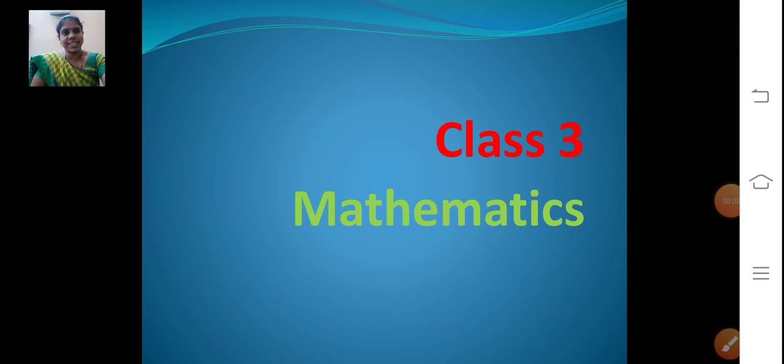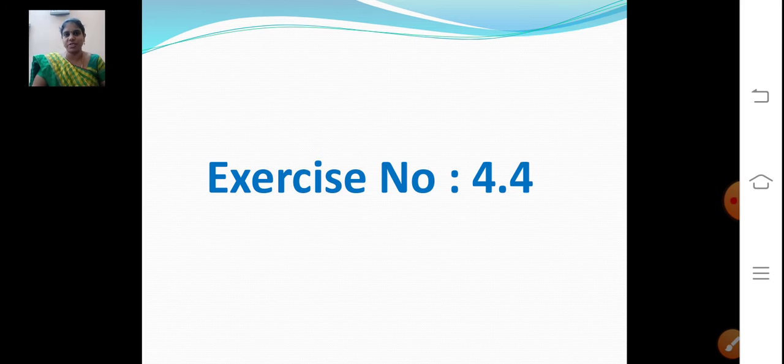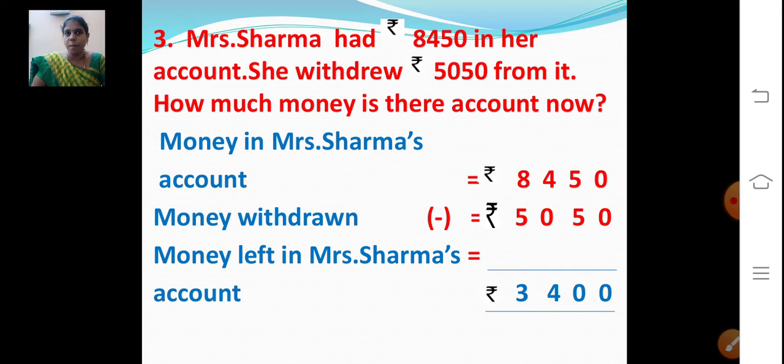Today, in our maths class, in chapter number 4, subtraction, we are going to see word problems. We are going to continue with the word problems, Exercise number 4.4. So, shall we start today's session now? While doing word problems, what you have to do? Just read the question till you understand. I'll read out the question.